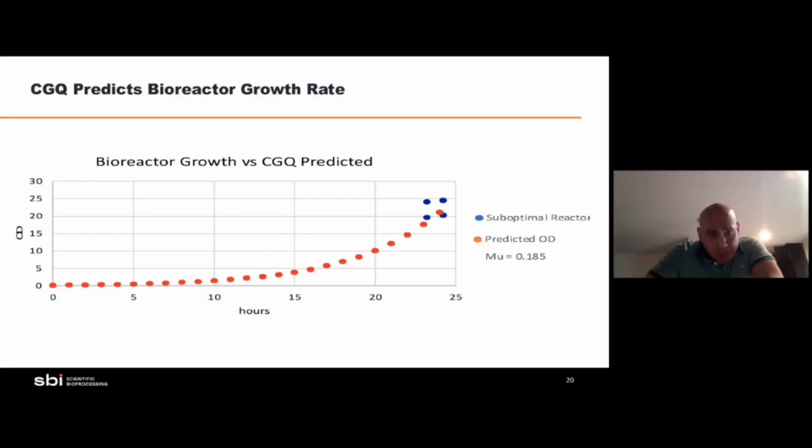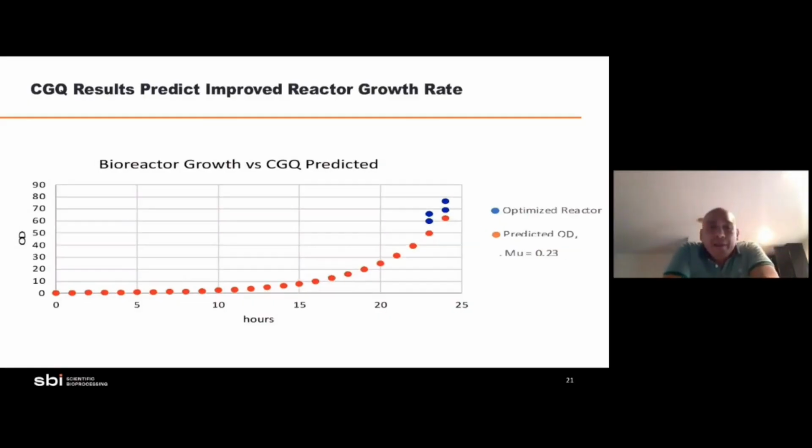And we see that our CGQ growth rate closely predicts our growth in the reactor. And then when we, key thing is the OD is about 20 here in 24 hours. And then when we ran our conditions for our optimized amount of nitrogen, we did notice a significant increase in the amount of mass we produce in that 24-hour period.